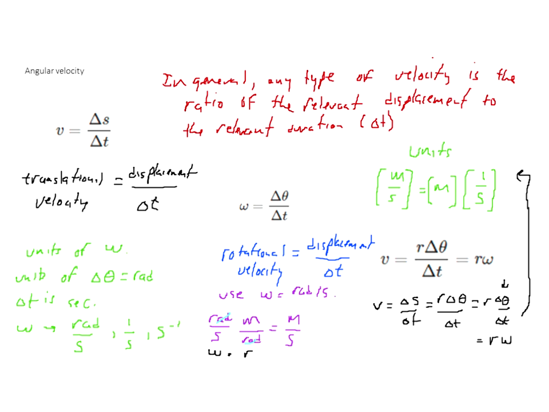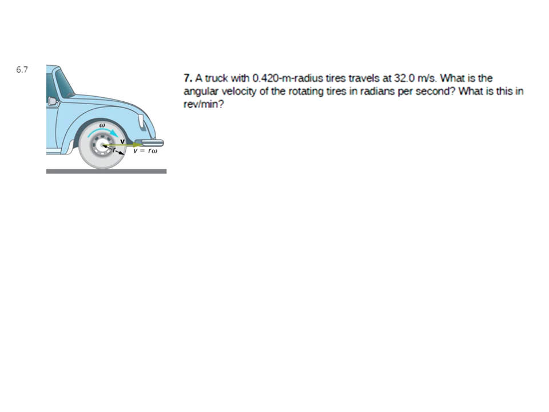Let's work through a fairly basic example. So we've got a truck with this size tire, 0.42 meter radius tires, and it's traveling at 32 meters per second. So 32 meters per second.